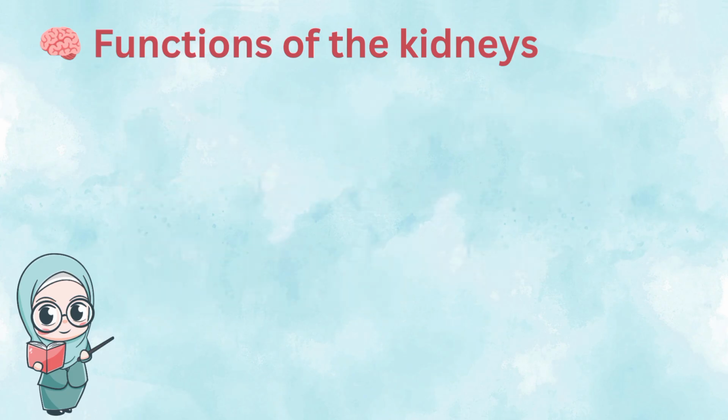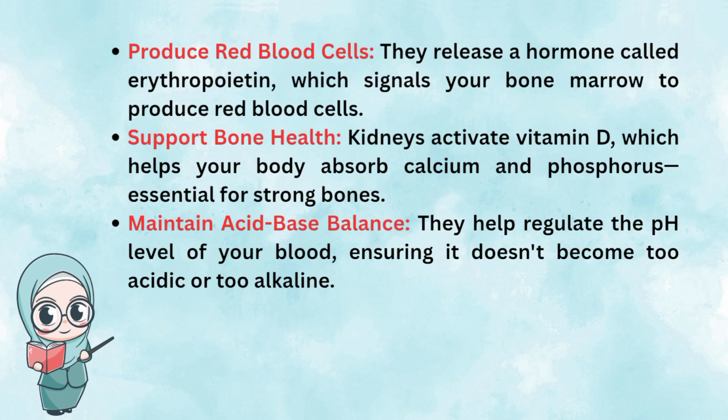Functions of the kidneys. Produce red blood cells. They release a hormone called erythropoietin, which signals your bone marrow to produce red blood cells. Support bone health. Kidneys activate vitamin D, which helps your body absorb calcium and phosphorus, essential for strong bones.